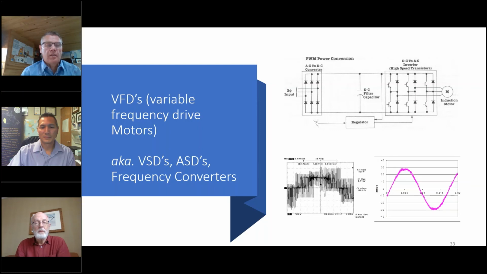So you basically have a series of semiconductors that open and close to create an artificial waveform. The picture on the left is an oscilloscope view showing all those peaks. The picture on the right is showing it more dampened out, so less resolution. Those peaks are the dV, change in voltage over change in time, and they put little impulses on the windings, and they can cause premature failure.